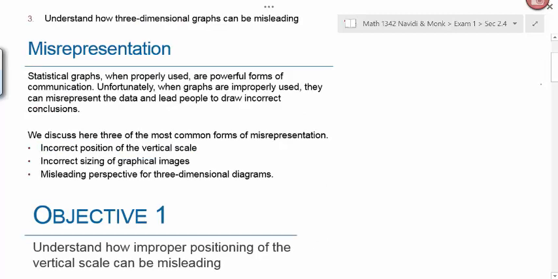Statistical graphs, when properly used, are powerful forms of communication. Unfortunately, when graphs are improperly used, they can misrepresent the data and lead people to draw incorrect conclusions. Sometimes this is done intentionally, especially by advertisers, and we're going to look at some examples where incorrect positioning of the vertical scale can be used to mislead consumers. Also, incorrect sizing of graphical images can cause information to be misrepresented and misleading perspectives for three-dimensional diagrams.